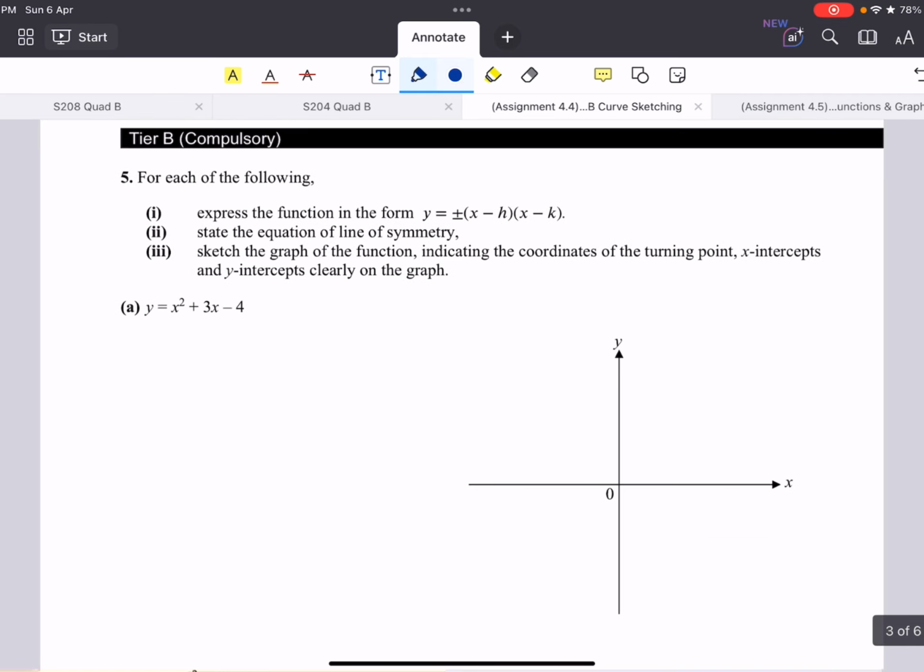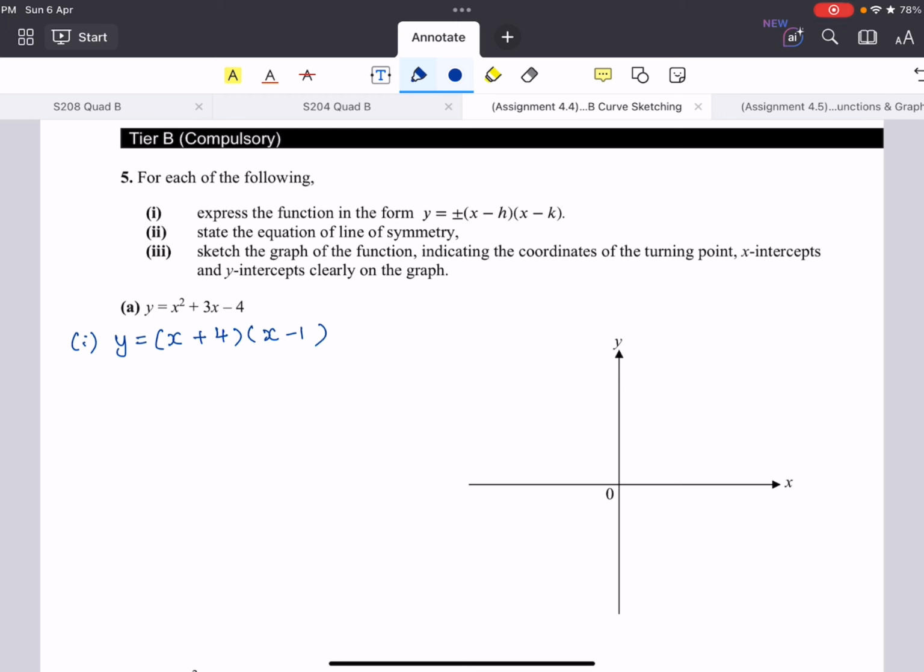This time round, they give us a general form, so we do need to actually factorize it ourselves. So we can do that. Over here, y is equal to, let's say we factorize this, right? We will get (x + 4)(x - 1). Okay, so there, done, successful.